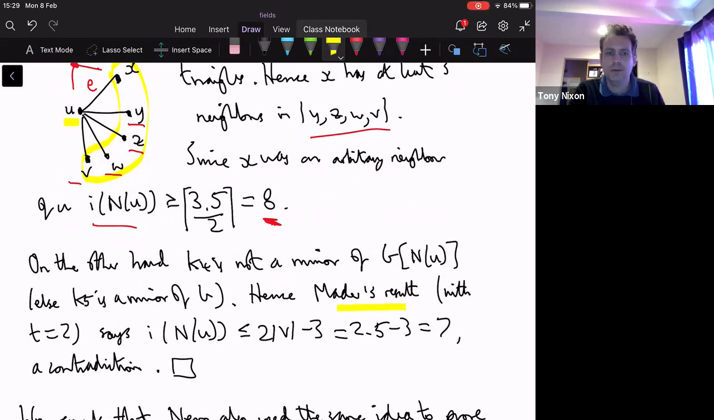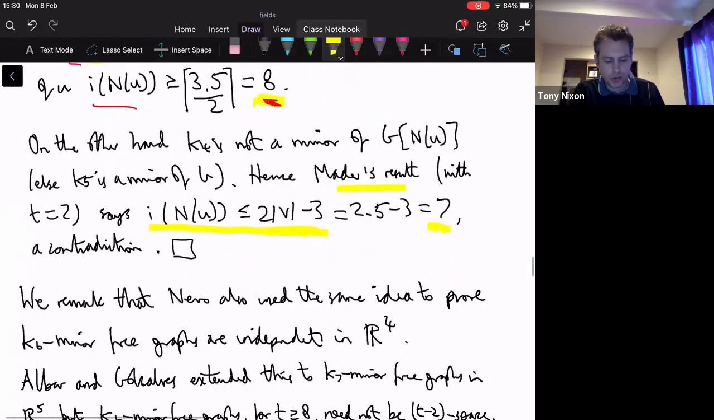So we said if there's no K4 minors, at most 2V minus 3 edges, to say that the number of edges induced by the neighbors is at most 2V minus 3. But 2V minus 3 when V is 5 is 7. And we just found it had to be at least 8 if there were at least 3 triangles per edge. So we've got a contradiction, and the contradiction tells us there's an edge in at most 2 triangles, and hence we can apply the simple inductive argument and Whiteley's vertex splitting, and we've completed the proof.